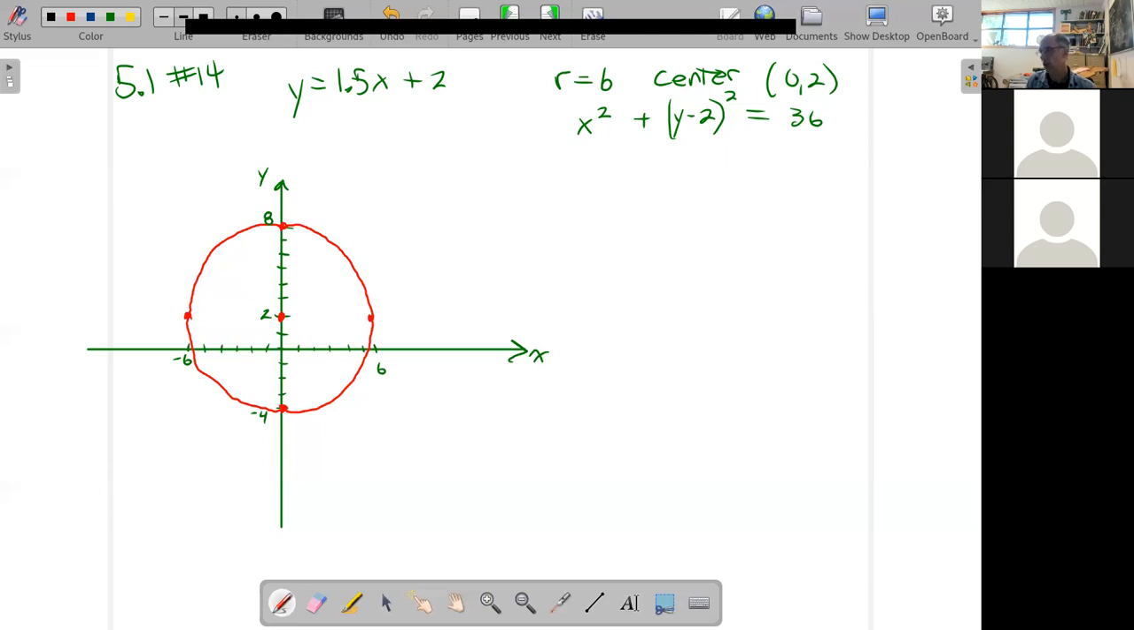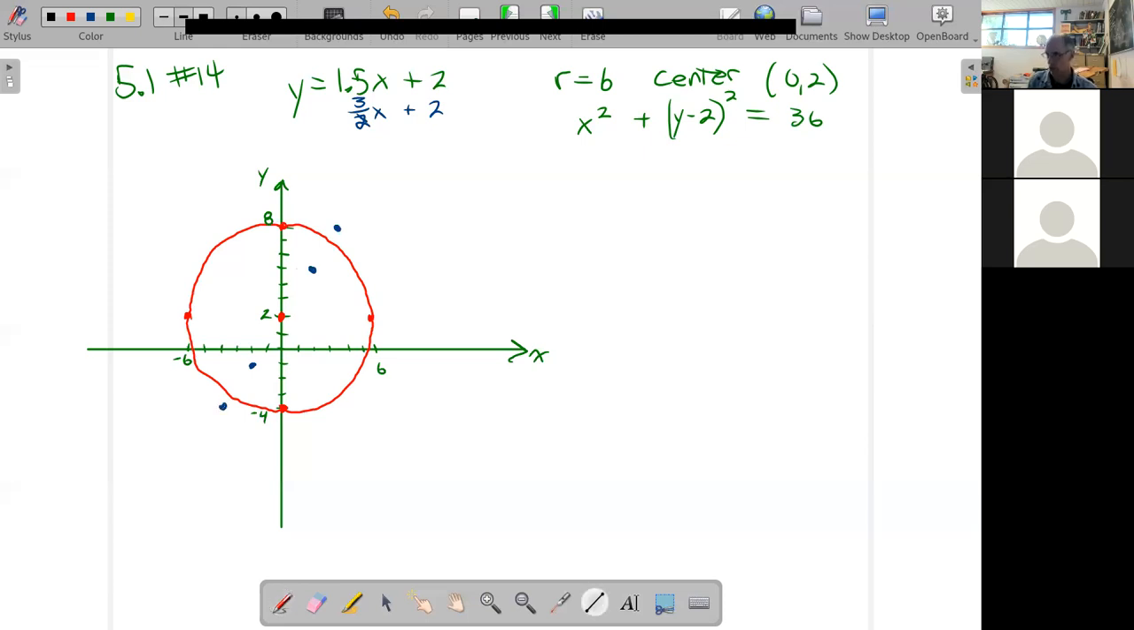Next, the line 1.5x plus 2. And instead of viewing that as 1.5, I'm going to call that 3/2, so I can better plot some points. So starting here, I want to go up 3 over 2. So I have a point there. Up 3 over 2 again, so about there. From here down 3 over 2 and down 3 again over 2 should be about there.